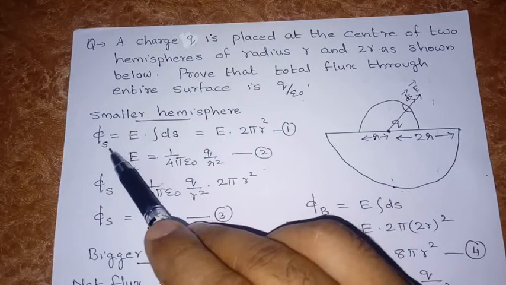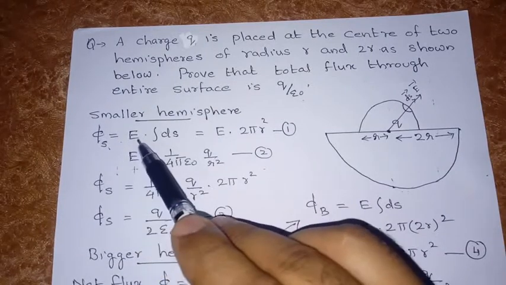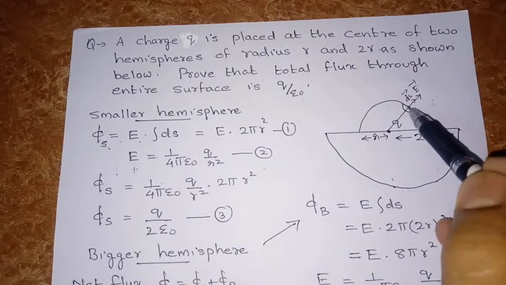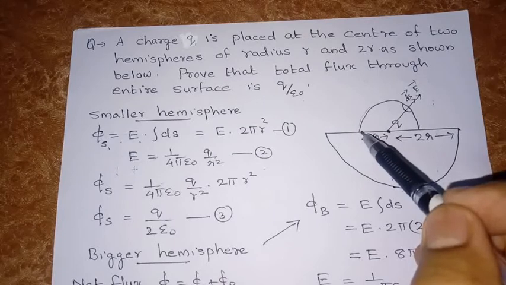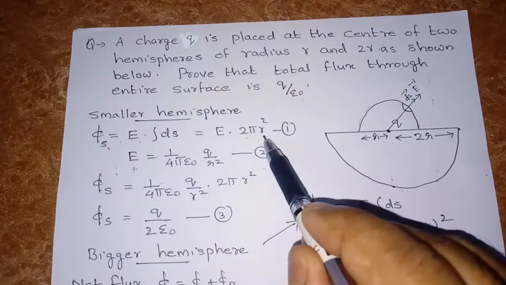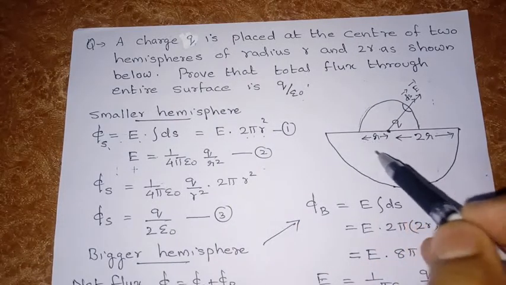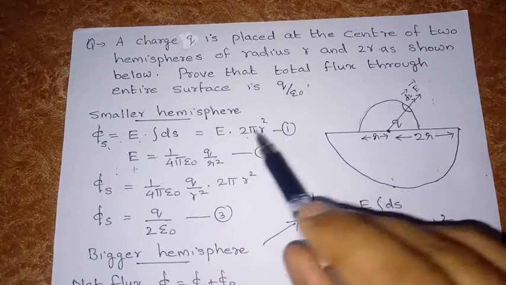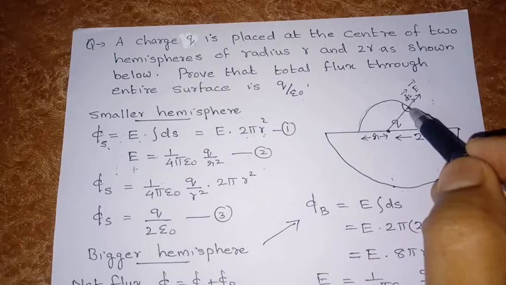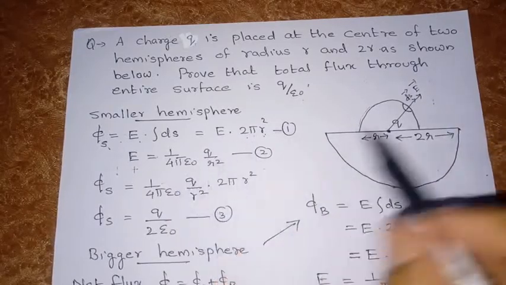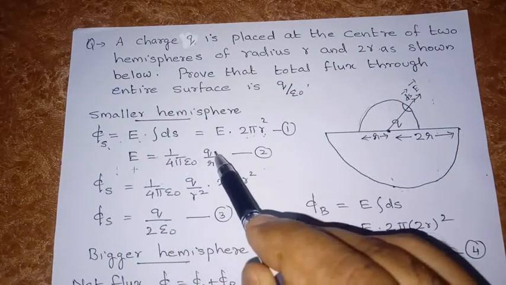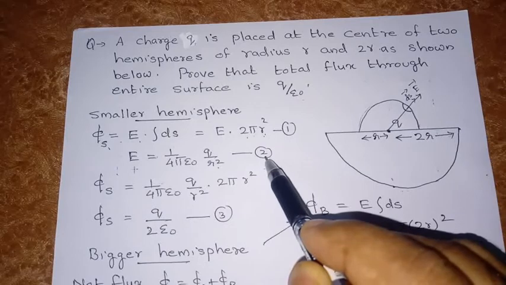Therefore, the flux phi can be written as phi small r is equal to E into integral of ds, where integral ds means the total surface area of the smaller hemisphere. So the total surface area of the smaller hemisphere will be 2 pi r square, half of the surface area of a sphere of radius r, because it is a hemisphere. Now what is the magnitude of the electric field at this particular point at a distance small r from the charge? The electric field magnitude will be 1 by 4 pi epsilon 0 q by r square. Put as equation number 2.